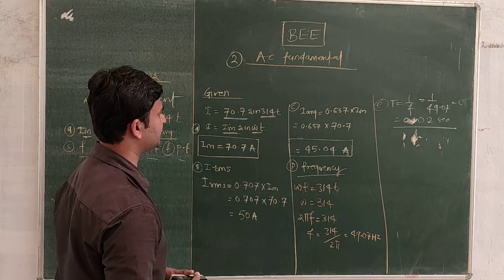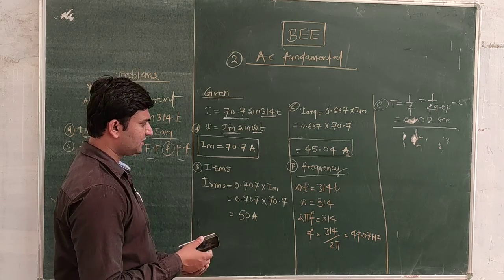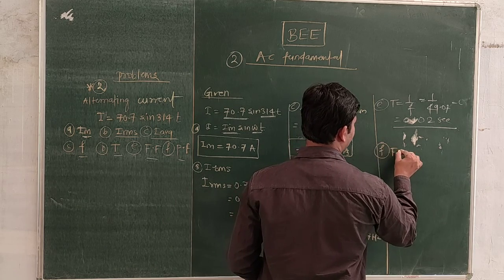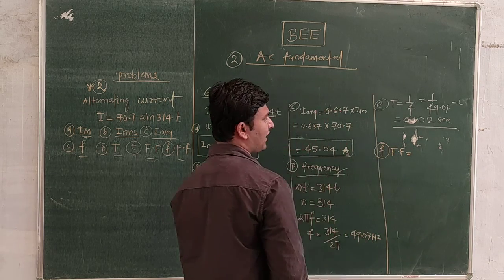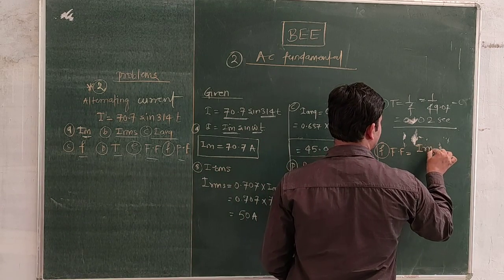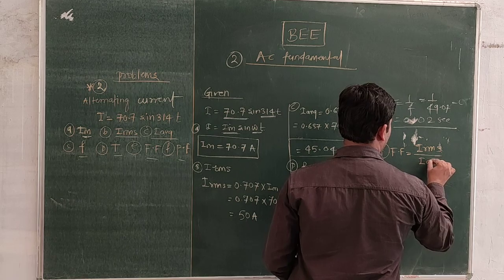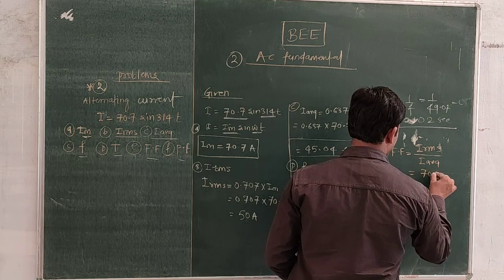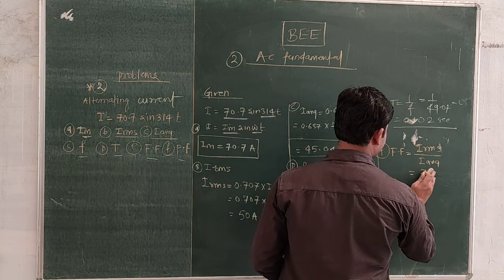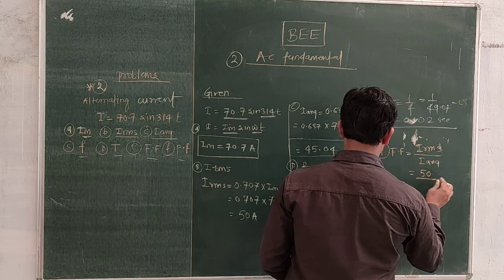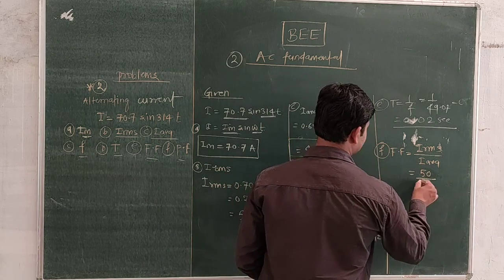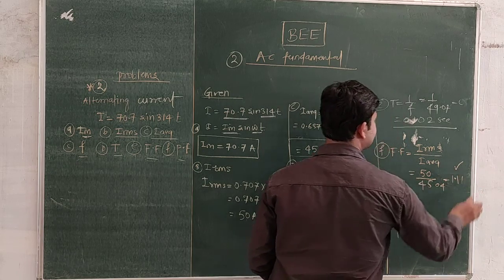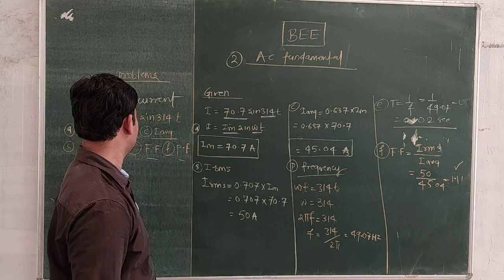In the last, we have to determine the form factor and the peak factor. What is meant by the form factor? Form factor is the ratio of the RMS value of an alternating quantity to the average value of an alternating quantity. The RMS value is 50 ampere, upon the average value 45.04, which is equal to 1.11. This is the form factor.